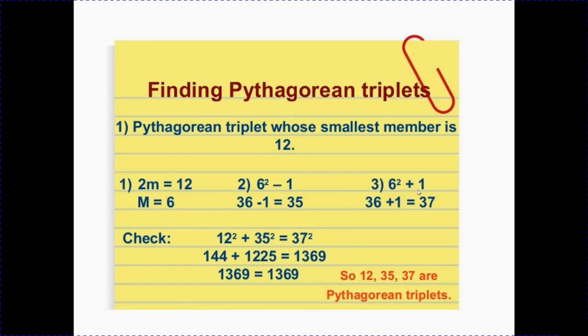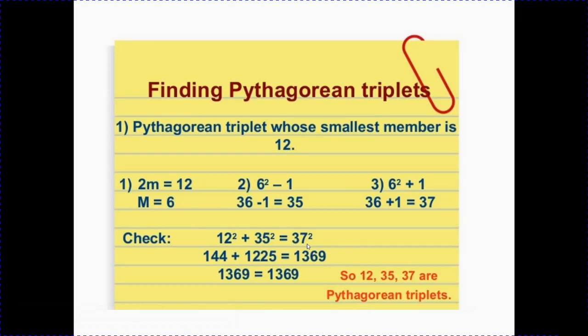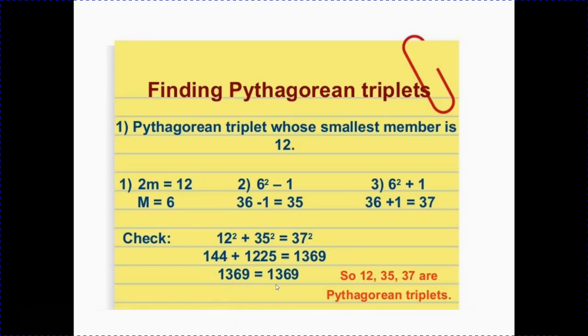Now we're going to check the triplet with 12. So we're going to do 12 to the power of 2, 35 to the power of 2 and 37 to the power of 2. Now we're going to do their perfect squares and we're going to add them and we're going to get the result as 1369 is equal to 1369. We can conclude that 12, 35 and 37 are Pythagorean triplets.